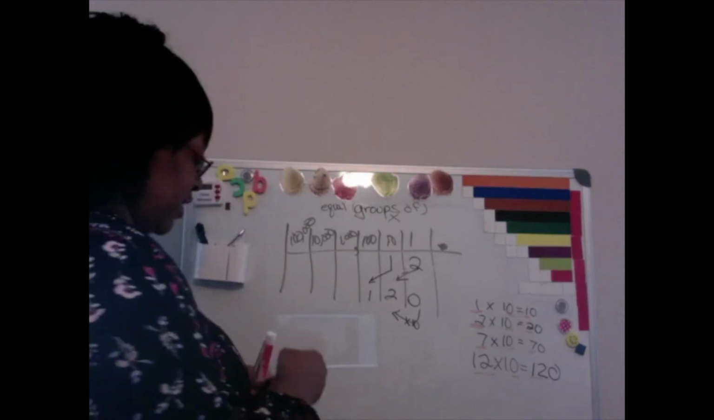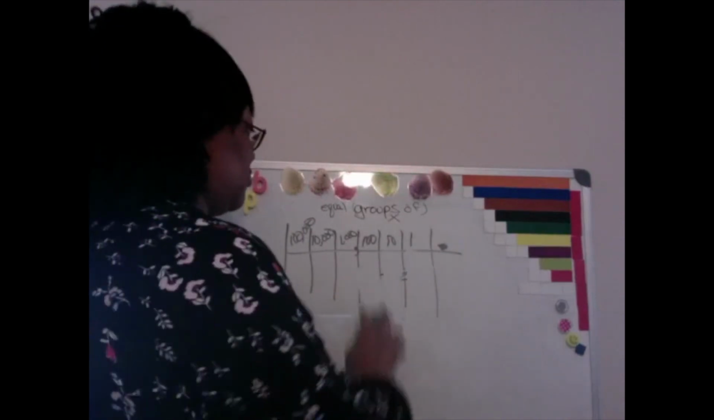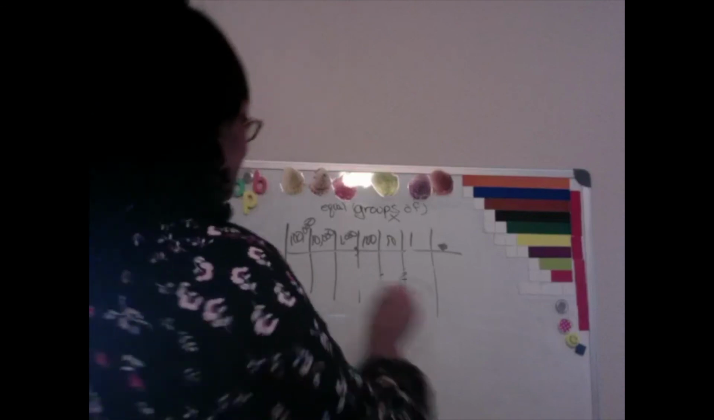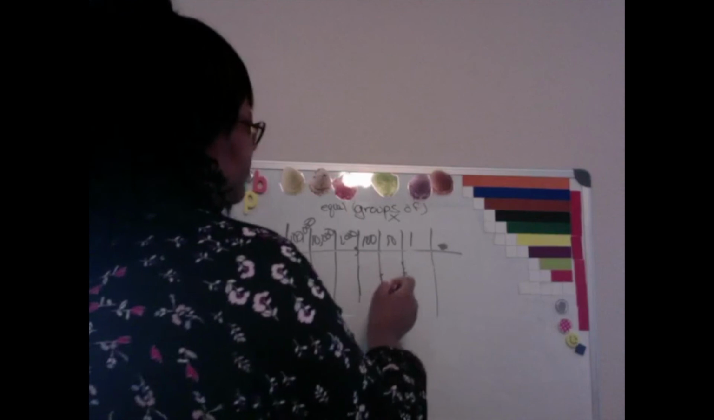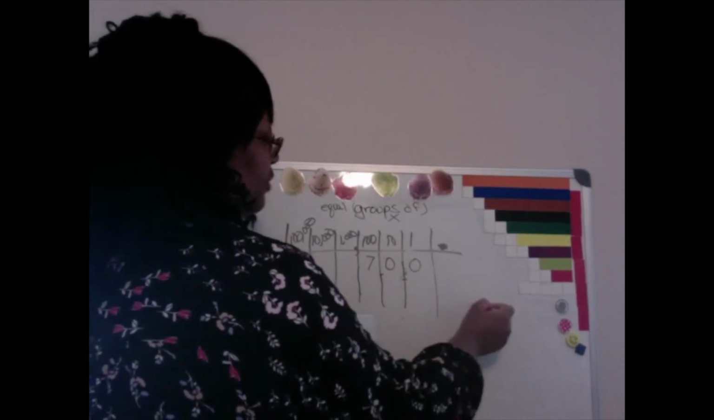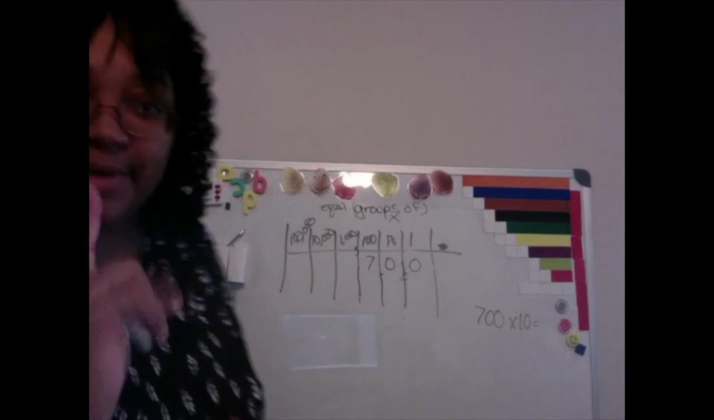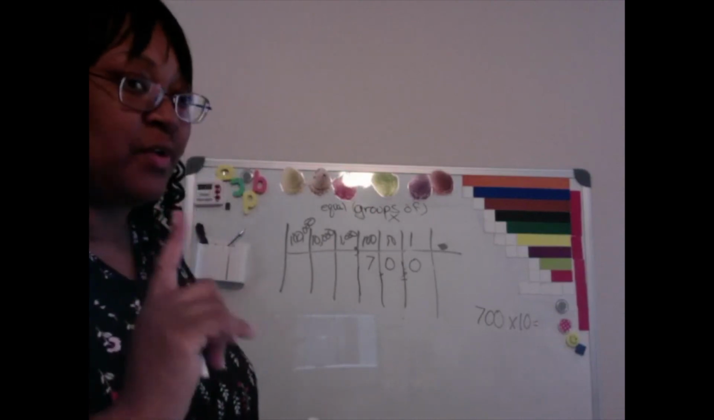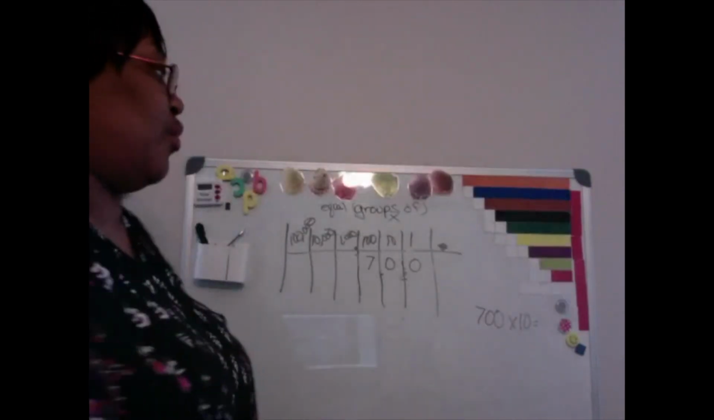Well, what if I start off with 70? How about let's go to the hundreds place? What if I have 700 and I multiply 700 times 10? What do you think is going to happen? Remember I told you, anytime you multiply times 10, it moves everything forward 1 place value.